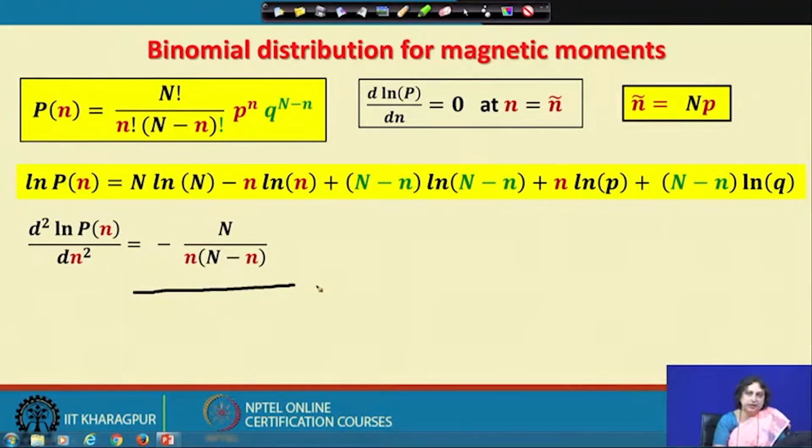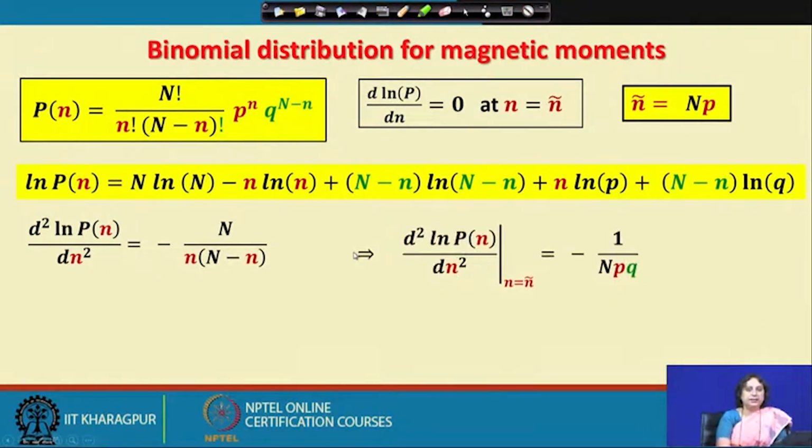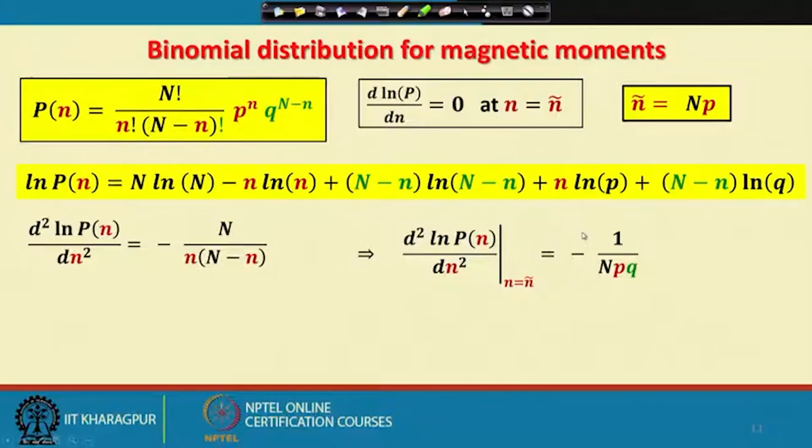I am not going to do this algebra here, but I am going to tell you that if you evaluate this second derivative at the location of the maximum, where n is equal to n tilde and n tilde is equal to capital N into P, you can very easily show that the value of the second derivative at the location of the maximum in the probability distribution is given by minus the inverse of capital N P Q.